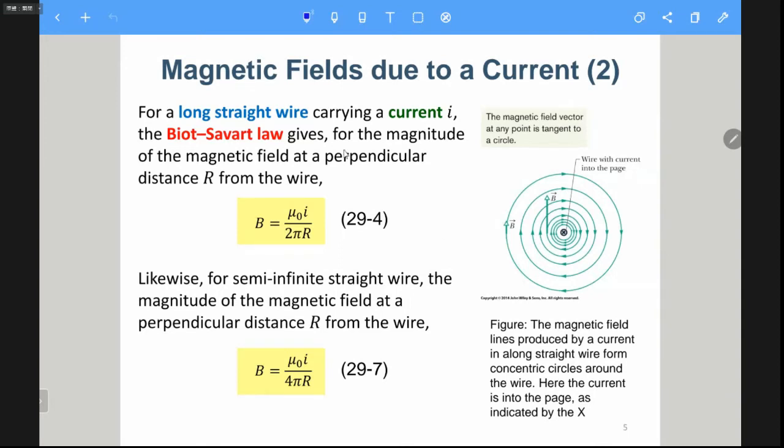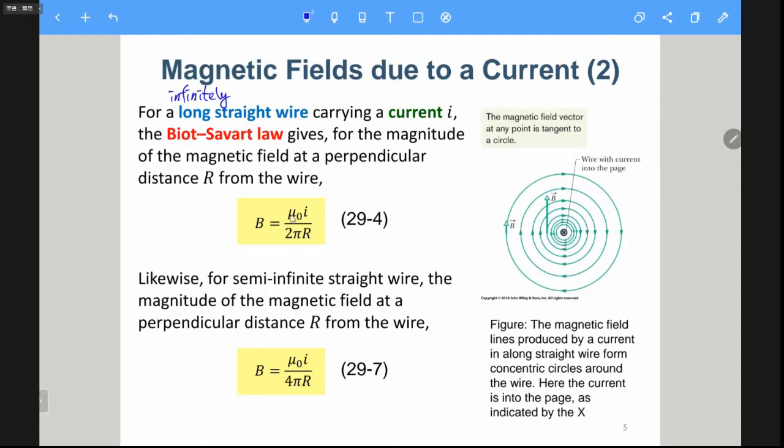Okay, so here we talk about the magnetic field generated by a straight wire, a long straight wire. Here, it says long, which means infinitely long, 无限长, infinitely long straight wire carrying a current I. So the current doesn't change, it's a constant current. So from the Biot-Savart law, or law of Biot-Savart, gives for the magnitude of the magnetic field at the perpendicular distance out from the wire. So we will have this equation.